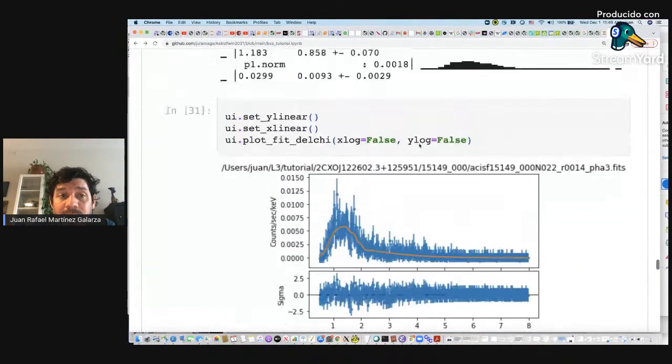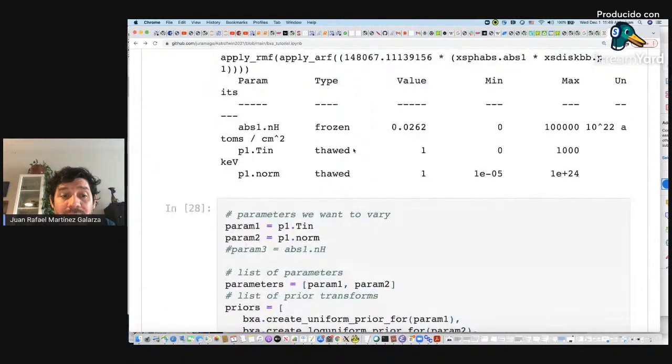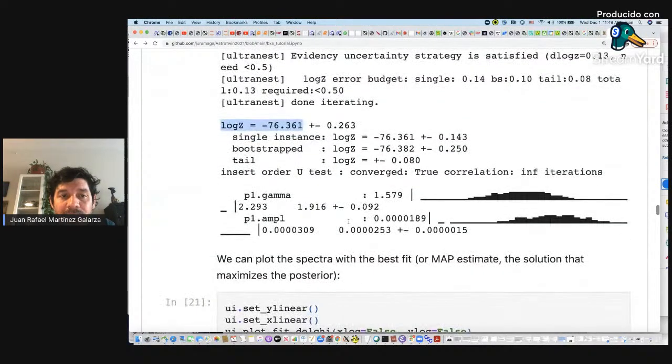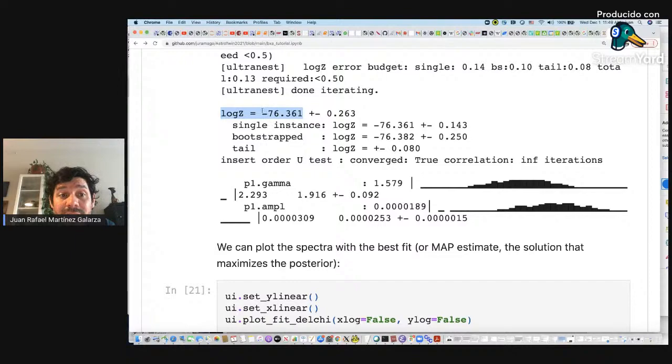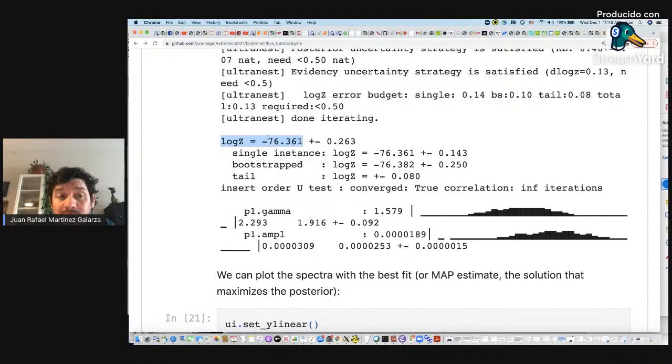And of course, we also get the evidence. In this case, the log of the evidence is minus 77. If you compare with the evidence that I got before, which model do you think does better in fitting this data? Well, the evidence is larger for this case, because this is a logarithmic measure, and this is 10 to the minus this, whereas the other one is 10 to the minus 77. So this evidence is larger than the other one, which means that between these two models, I would select this one as a better fit.